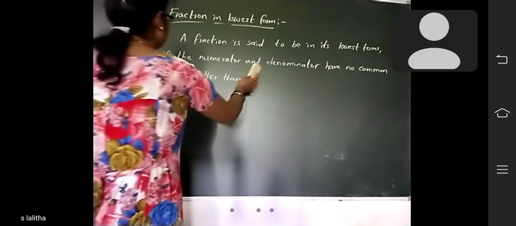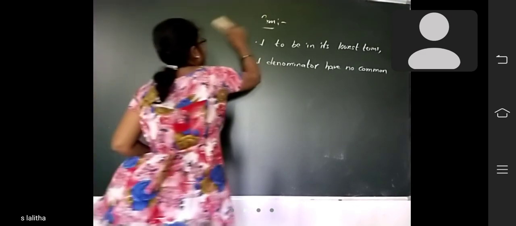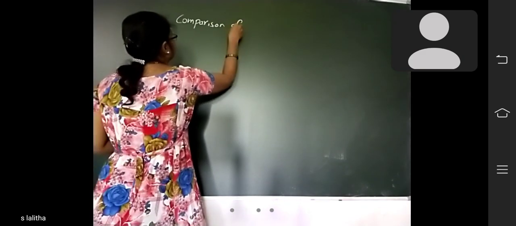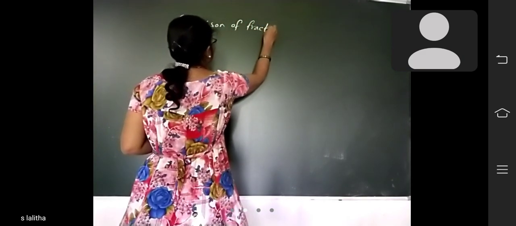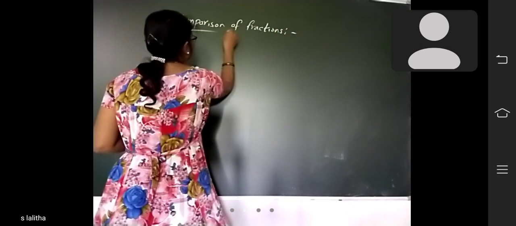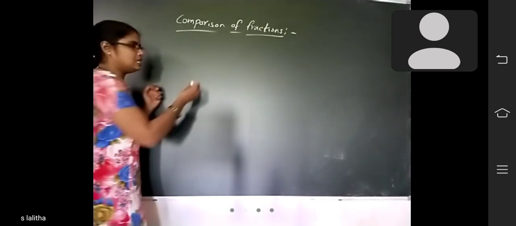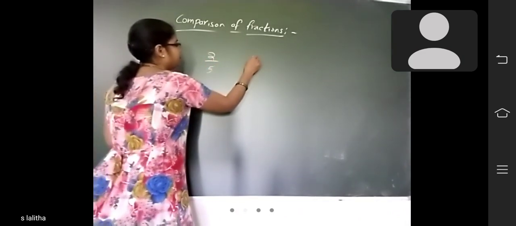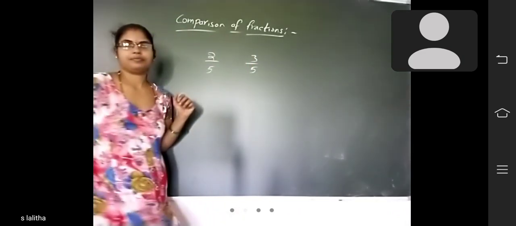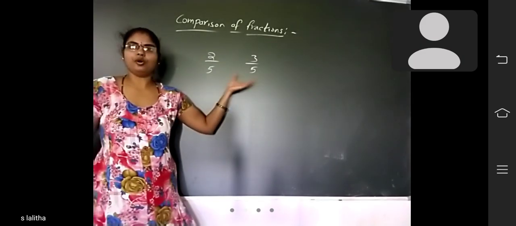Next one is comparison of fractions. How to compare the fractions, children? Already you learned in the previous classes, no? Comparison of fractions. Suppose if you take any two fractions, suppose I am taking 2 by 5, 3 by 5. Okay? I am taking here two fractions.